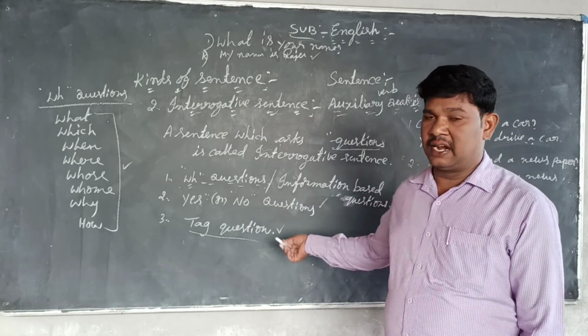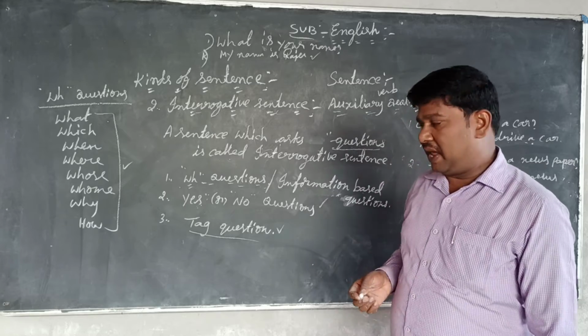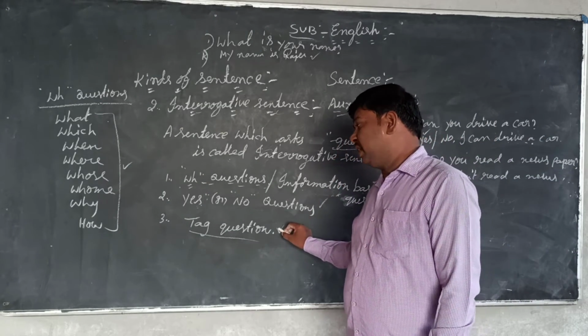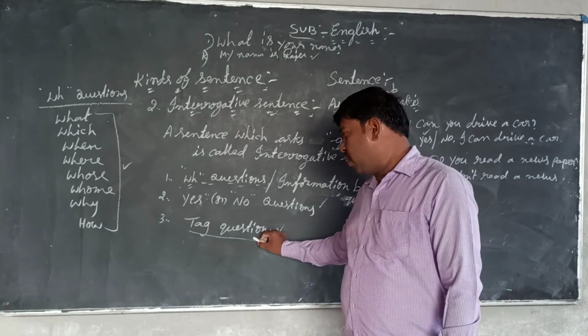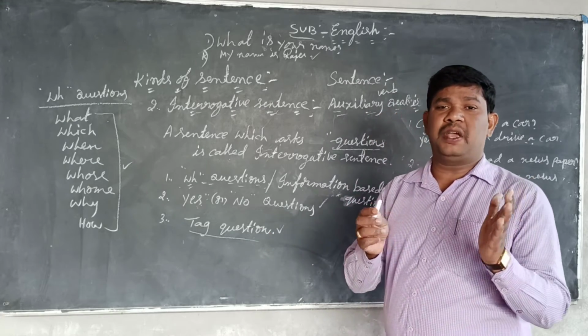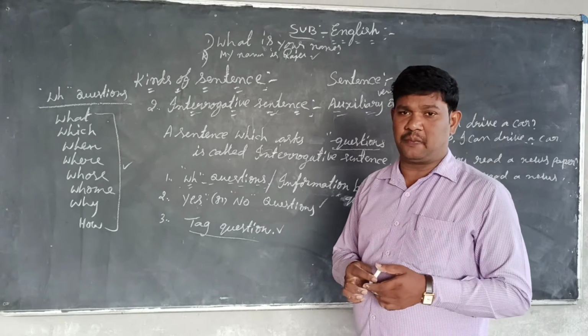The tag question comes at the end of a sentence. Where is the place of the question tag in a sentence? The question tag comes at the end of a sentence. What is the work of the question tag? It is the confirmation of every sentence. How is it a confirmation?